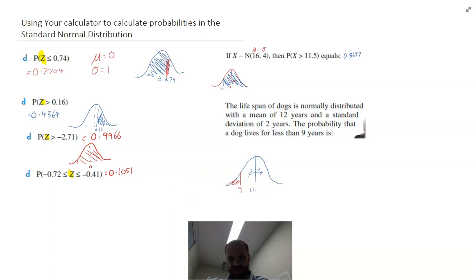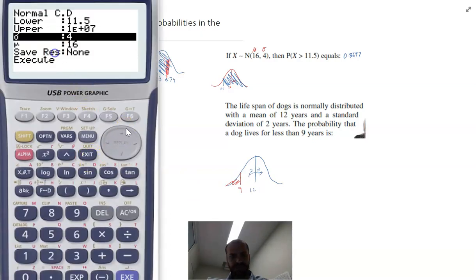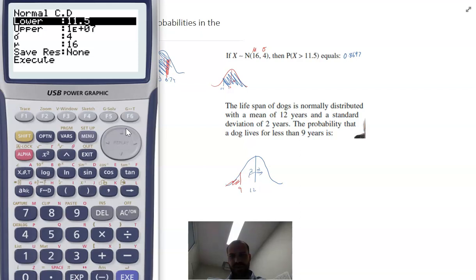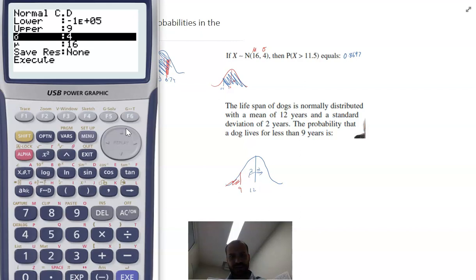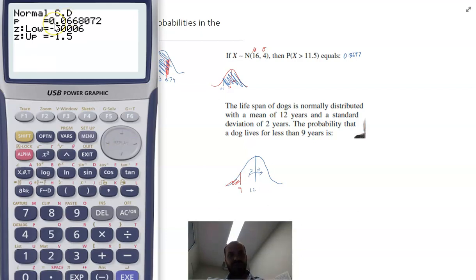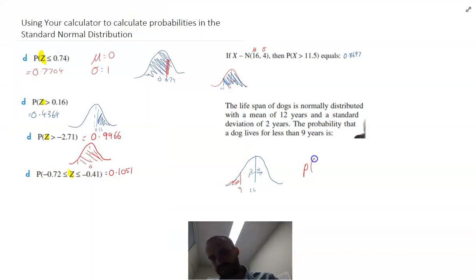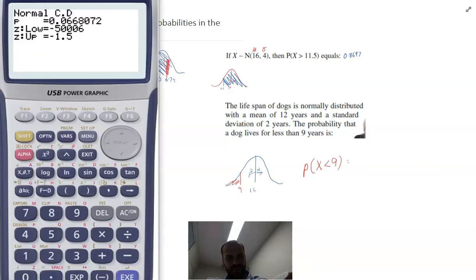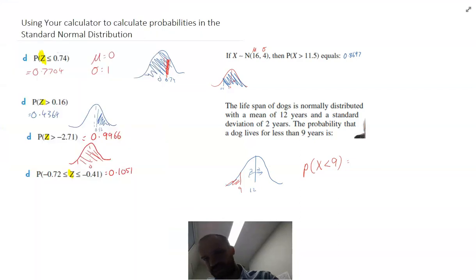Let's see. Calculator. The lower value is like negative a million. The upper value is 9. The standard deviation is 2. The mean is 12. And I get 0.0668. So the probability that the lifespan is less than 9 is equal to 0.0668.